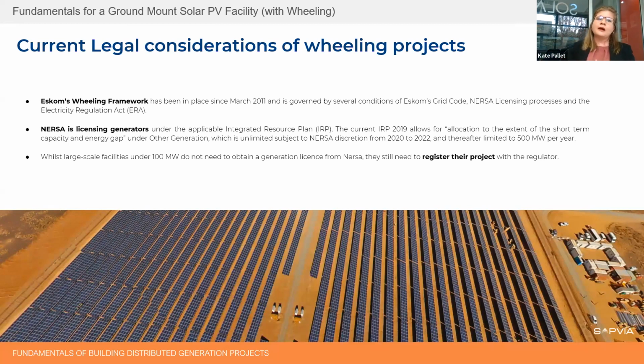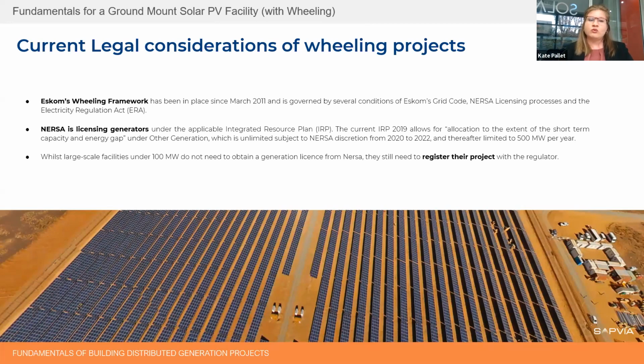Obviously, NERSA currently is licensing generators under the IRP. The IRP allows for the allocation of short-term capacity and energy gap provision, which is unlimited until 2022, and thereafter it's limited to 500 megawatts per year. So building these really large plants at the moment is something that we're trying to get as much done before 2022, and then thereafter it'll be 500 megawatts per year.